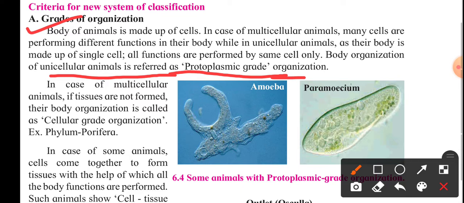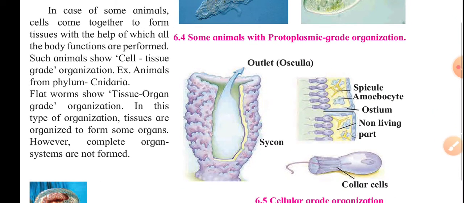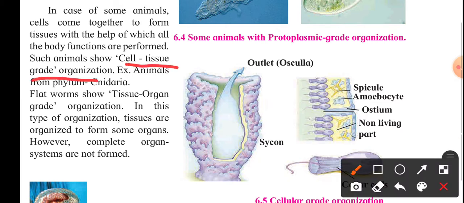Further, when we talk about some multicellular animals, tissues are not formed. Only the cells are present in a bunched manner. So that's why they are called the cellular grade of organization. Then, in some animals, cells come together to form tissues. When cells come together to form different kinds of tissues, those living organisms are called the cell tissue grade of organization. For example, animals from the phylum Cnidaria. Further, flatworms show tissue organ grade organization. In this type of organization, tissues are organized to form organs, like in humans, tissues are organized to form the organs.